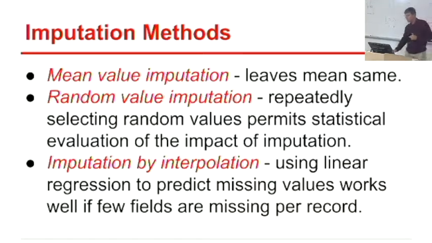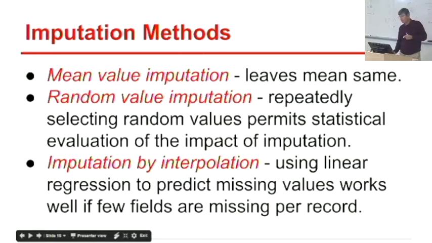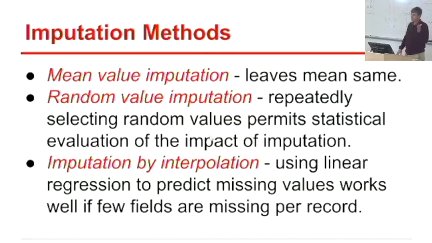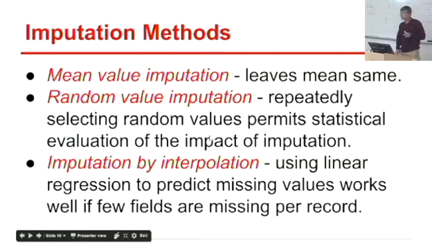So by doing this, you have a way to figure out the statistical impact of your imputation. Is it really having a big effect or not? If it's having a big effect, then you'd better be sure of your imputation. Any questions about that?